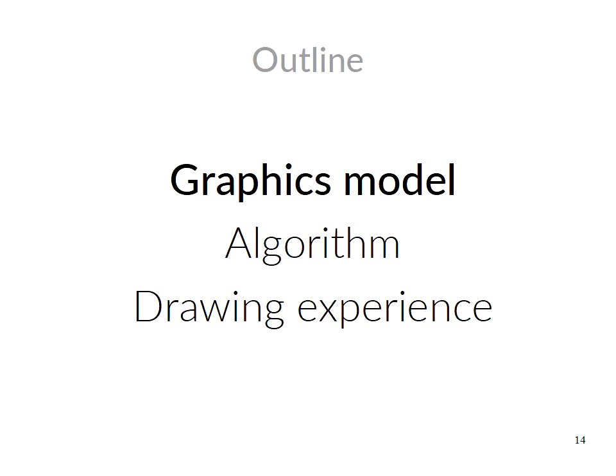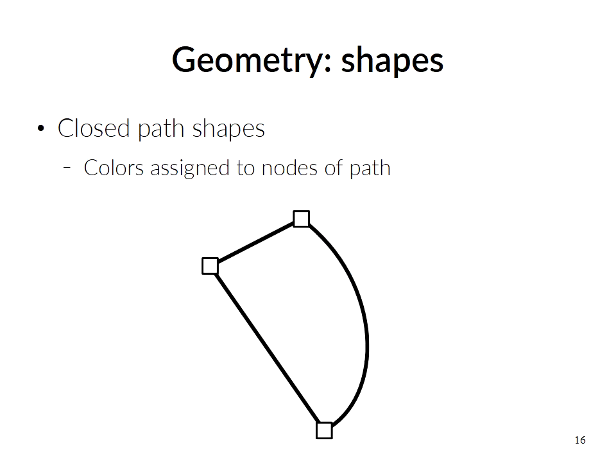So I'm now going to talk about the graphics model of DiffusionMesh. Just like traditional vector graphics tools, the basic graphics primitive of DiffusionMesh is the closed path shape. You create shapes by defining a path of straight and curved lines. You can then assign different colors to the nodes of these paths, and these colors will be blended together across the surface of the shape to create a smooth gradient.